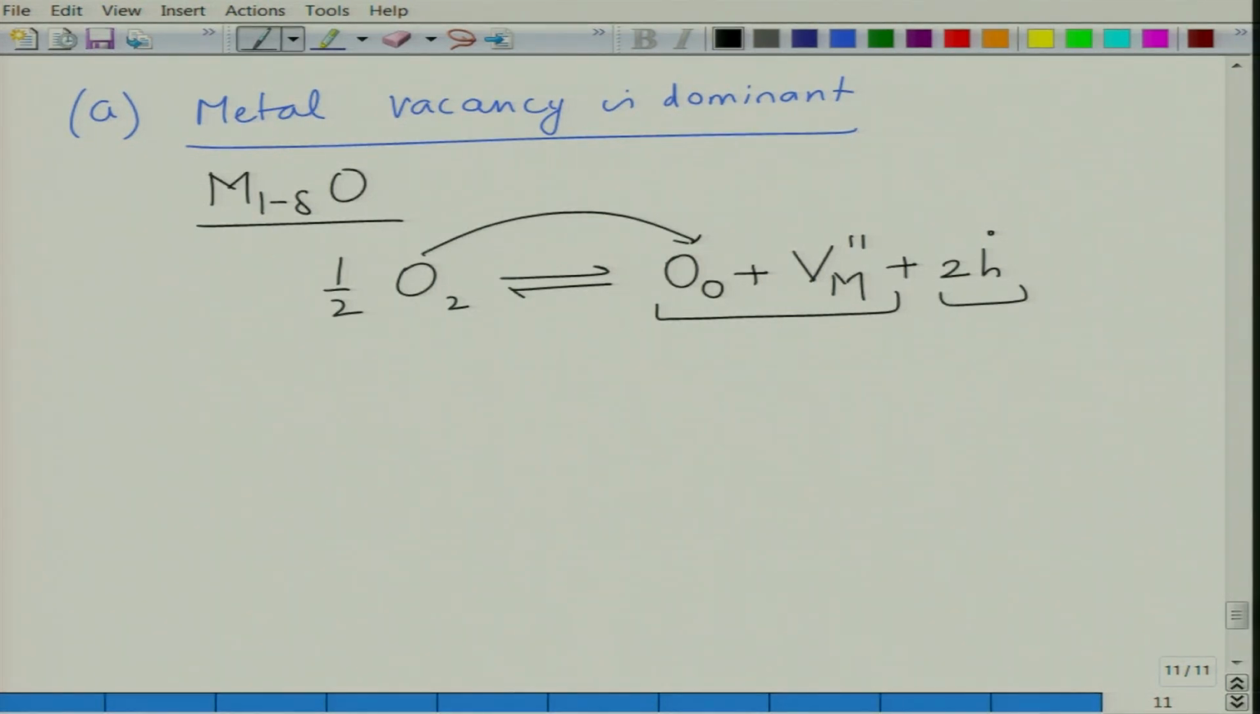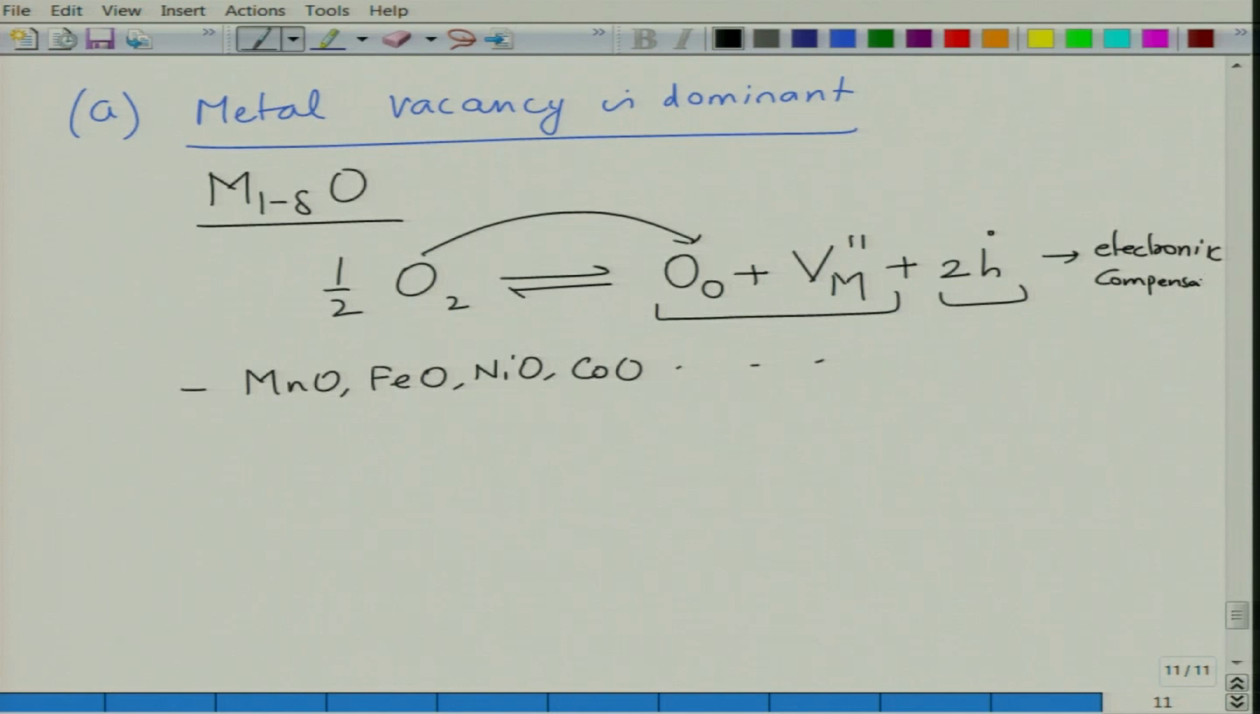So, this is the scenario to create holes, and this is something which happens in materials like MnO, FeO, NiO, CoO, many of the systems are p-type oxides. So, these are basically p-type oxides which have hole dominance. Now, similarly you can create, so this will be electronic compensation, right? What will be ionic compensation?